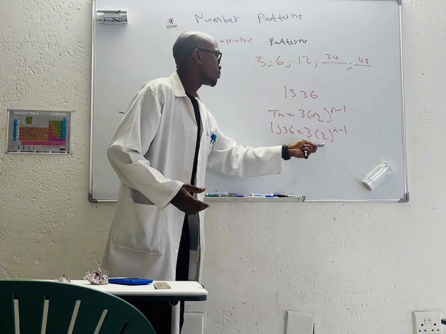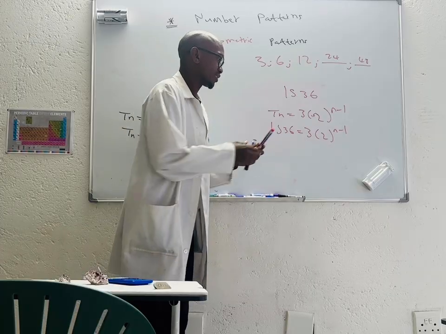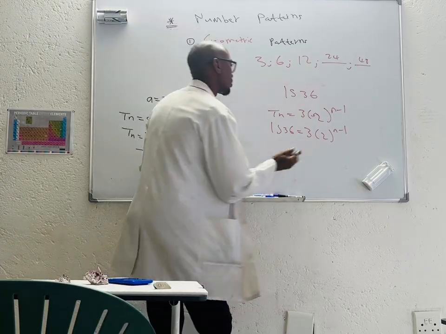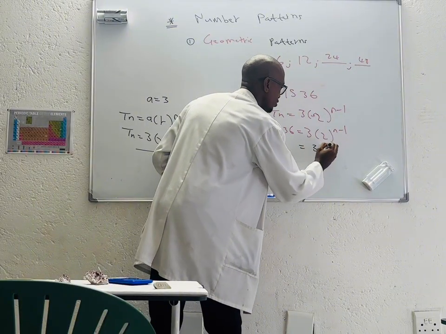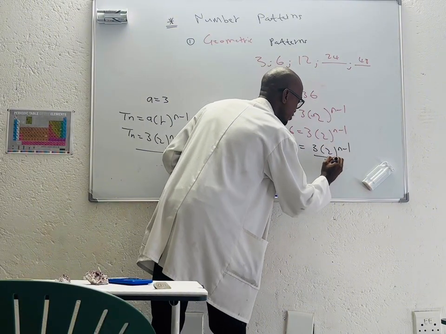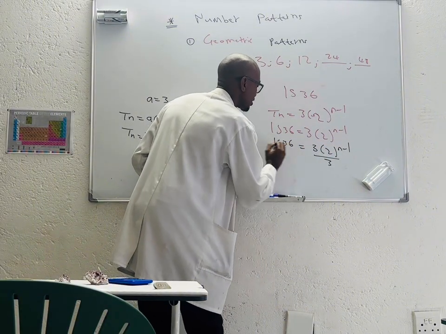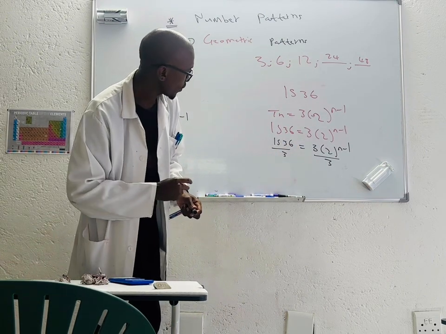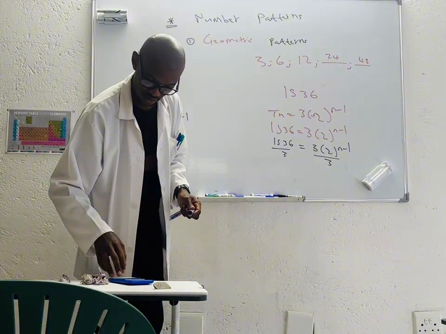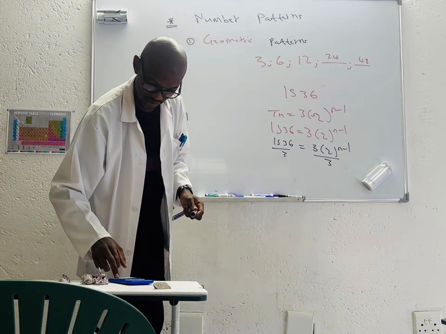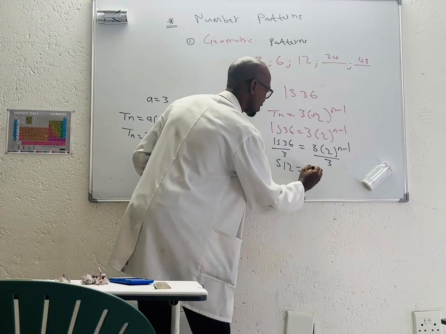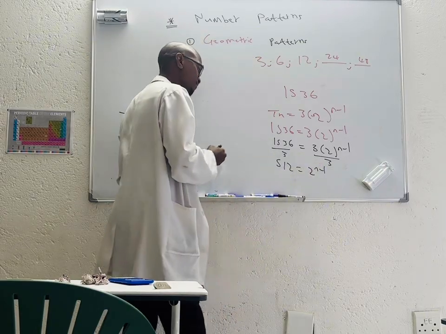Just divide both sides by 3, right? Remember the law of math says whatever you do on the left must also be done on the right. So I'm going to divide: 3 into 2 to the power n minus 1 divided by 3, and 1536 divided by 3. I get 512. 512 equals 2 to the power n minus 1.